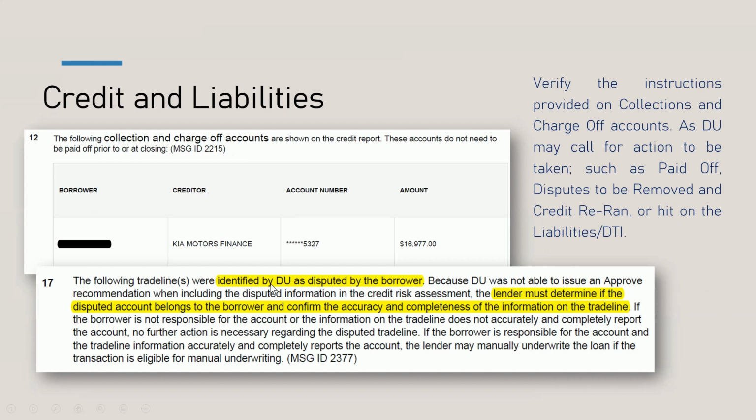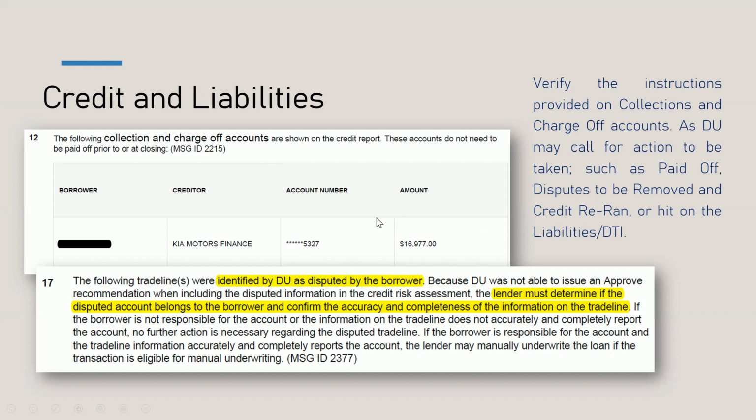Credits and liabilities. Here, you want to always check for collections and charge-offs. A lot of us know that when you have a collection above $2,000, or a cumulative collection above $2,000, you have to hit them with a payment, and that's 5%. That's where the income nuances come in. You're going to hit them with certain liabilities, so you want to make sure your DTI is correct from the get-go.